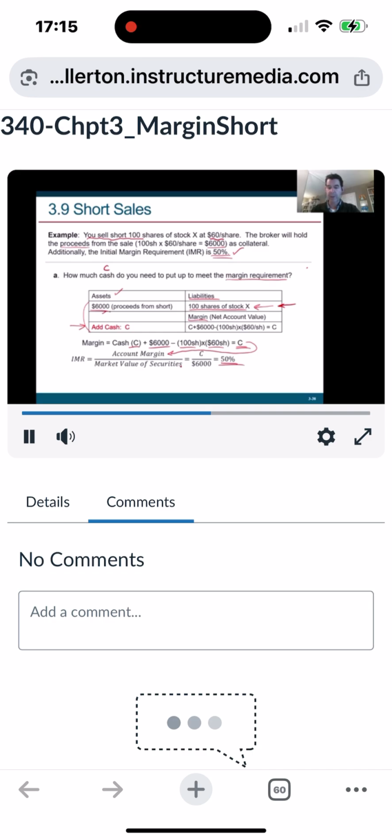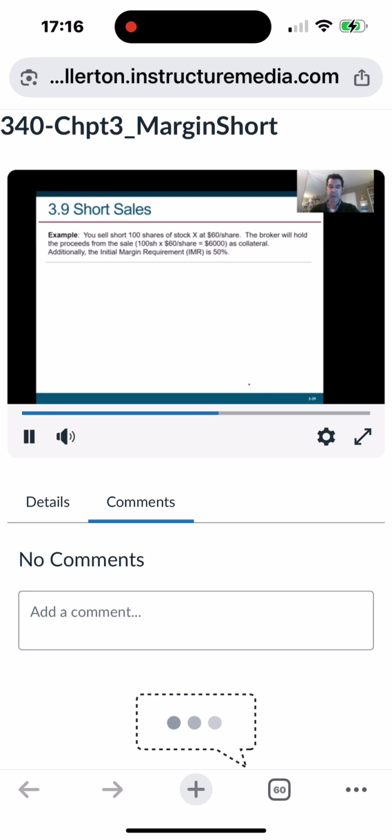Okay, so I divide by the market value of those securities. What's the market value of those securities? 100 shares at $60 per share. I need this ratio to equal 50%. I solve for C, and that means my cash in my account needed to start at $3,000 in order to meet the initial margin requirement to sell short. Okay, let's keep moving along.